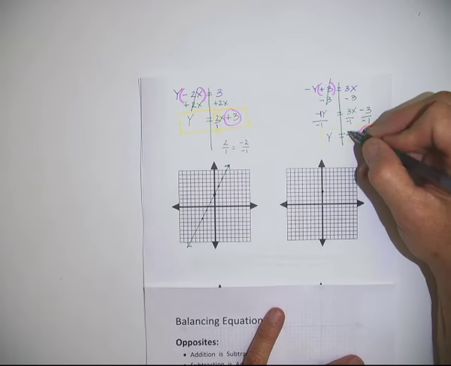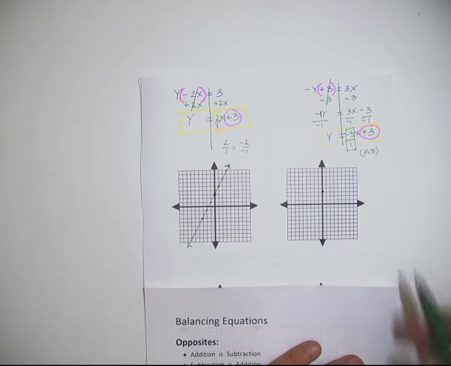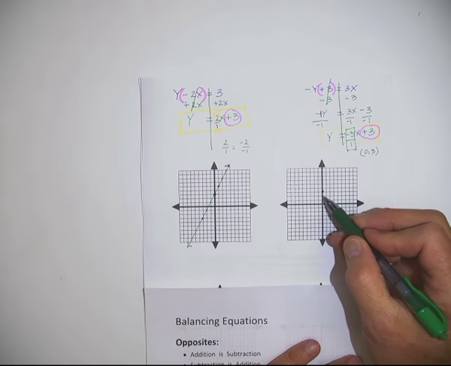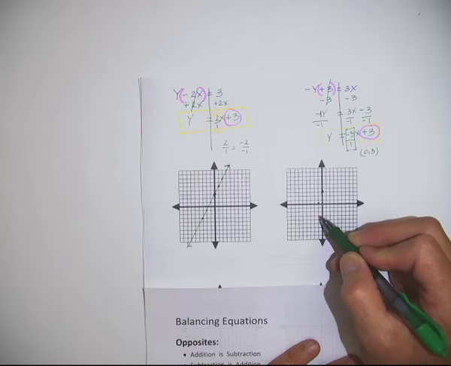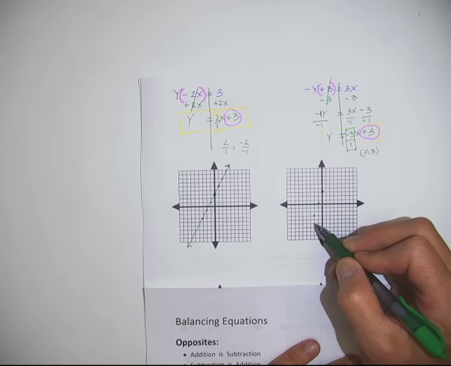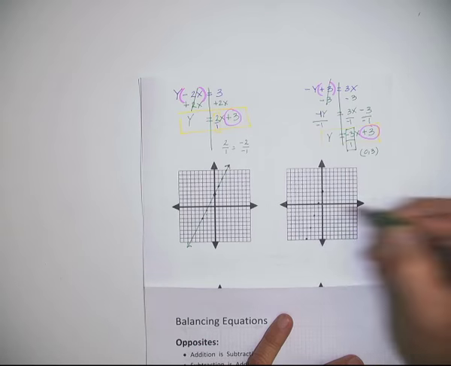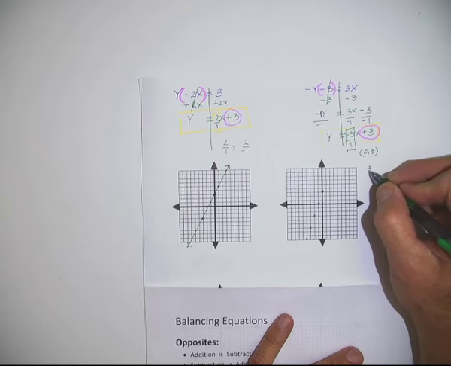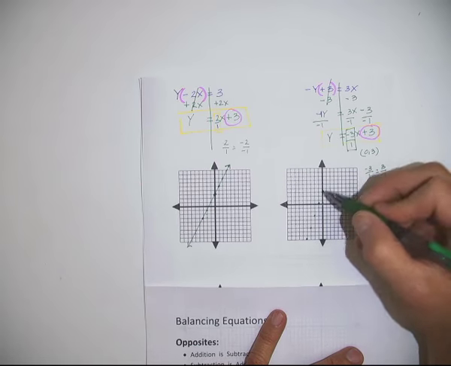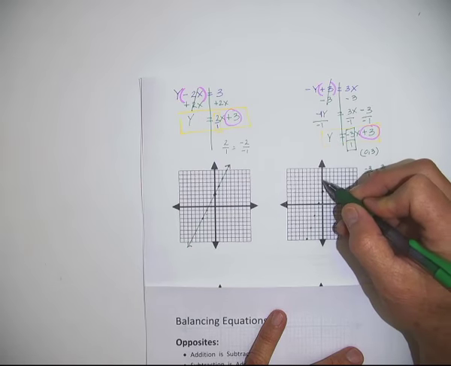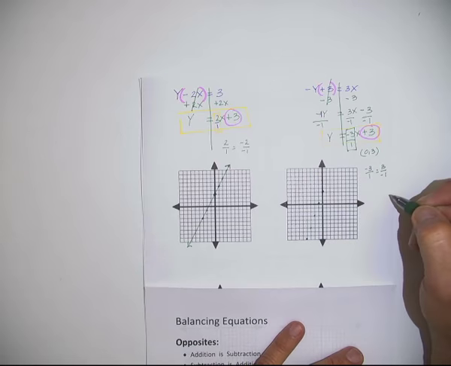And our slope is negative 3 over 1. So from this point, we're going to move down 3: 1, 2, 3, negative 1. And once again, negative 3 over 1 is equal to 3 over negative 1. So we can go up 3, 1, 2, 3, and over negative 3 and 1.